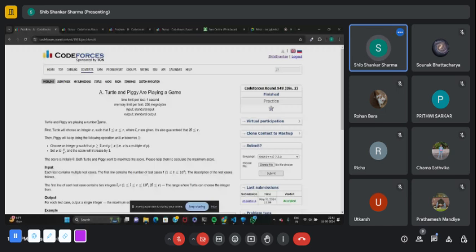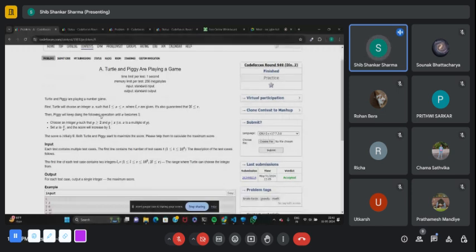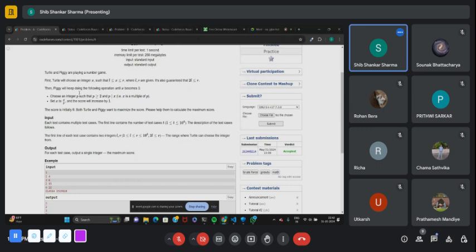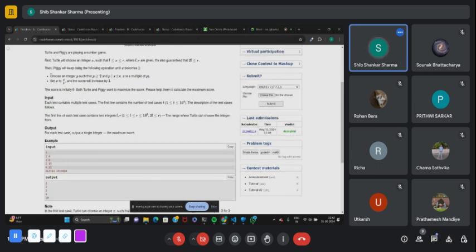It's the first question. Turtle and Piggy are playing a game. So basically, Turtle will choose an integer x, and that x will be within a range L to R. L and R will be given, and there is a further constraint on L and R that R is at least twice of L, and after that, Piggy will keep doing this operation until x becomes one.